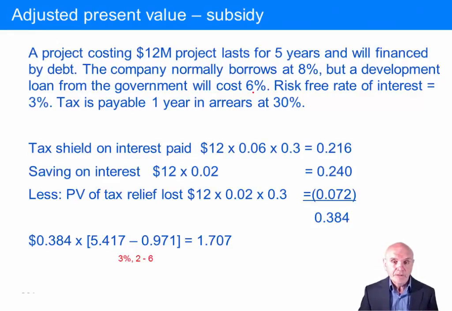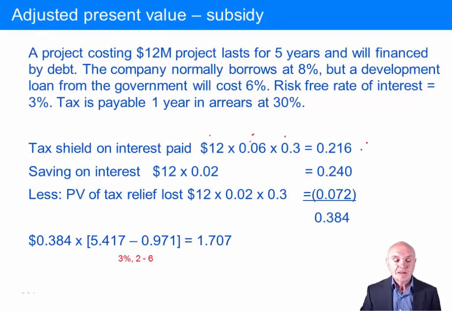We're not evaluating the project. We don't know what the income of the project is. We're evaluating simply the effect of this subsidized debt on the project. So we look at what they're actually paying. They borrowed 12 million. They're actually paying 6%, and they get let off tax, if you like, at 30%. So the tax shield here is 0.216, starting, we haven't discounted yet, but really starting in year 2.